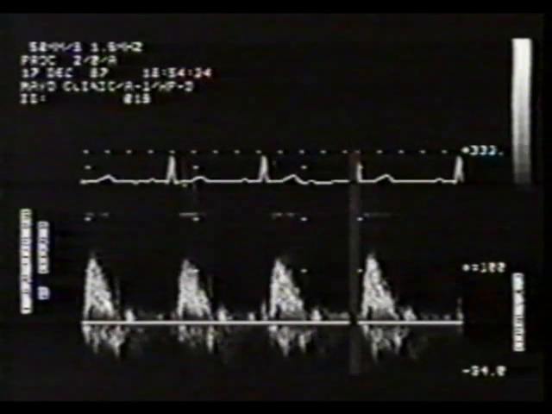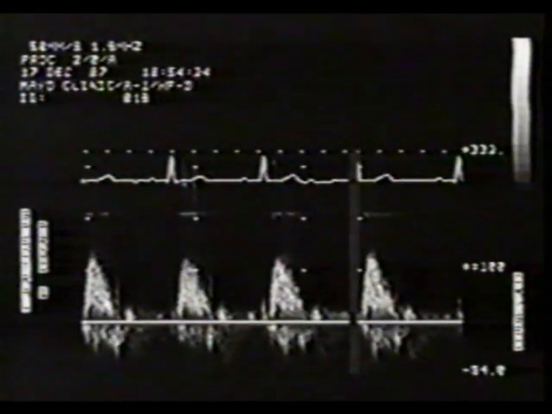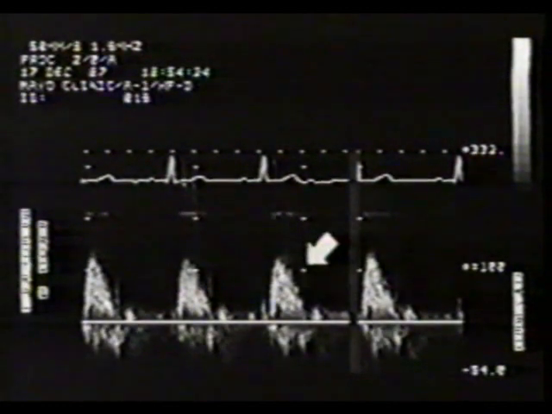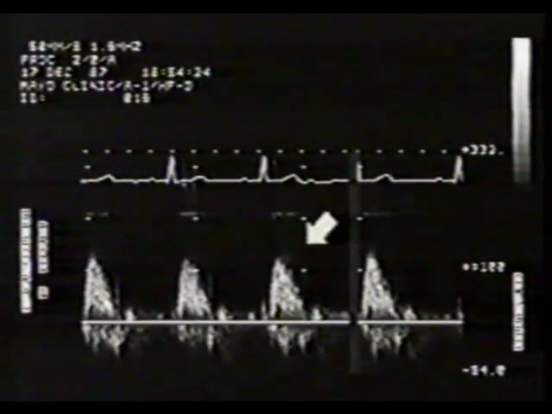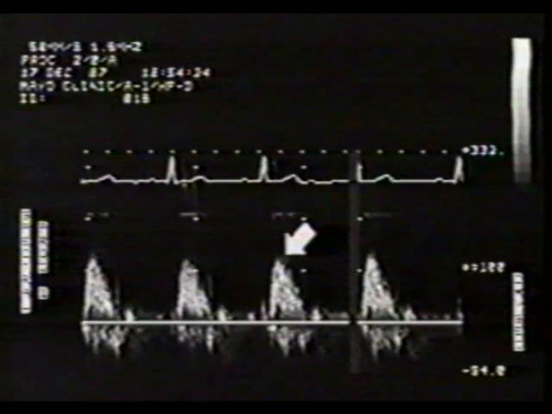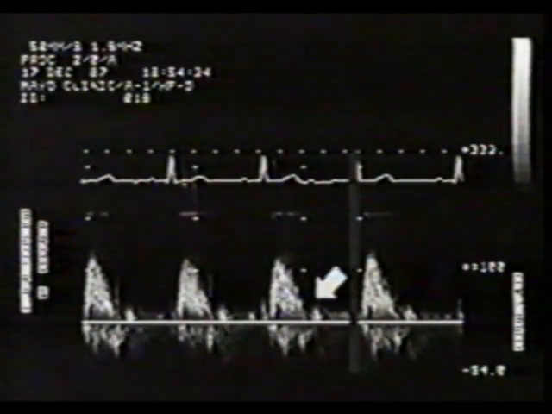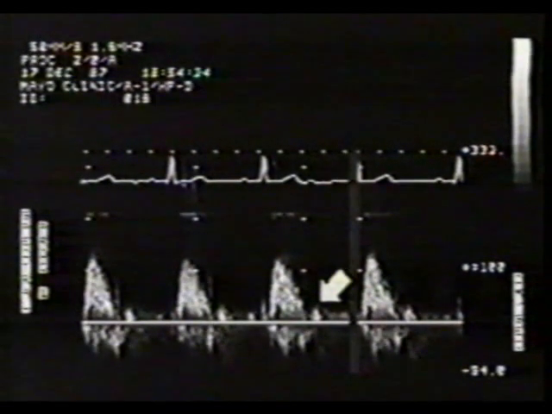The non-imaging transducer has now been placed in the suprasternal notch and angulated anteriorly and to the patient's right. The calibration markers are 1 meter per second apart, and the peak systolic velocity is 1.2 meters per second. The diastolic velocity is 0.2 meters per second.